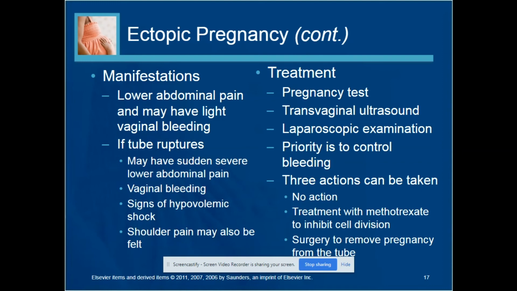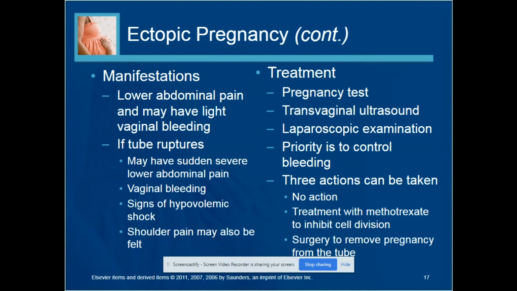Treatment for this: we want to identify this pregnancy quickly. They will turn a positive pregnancy test. A transvaginal ultrasound is the one that goes inside the vagina to see where the implanted egg actually is. Laparoscopic examination to try to find if it's outside the uterus, outside the pregnancy organs. The priority is to control bleeding. 3 actions can be taken.